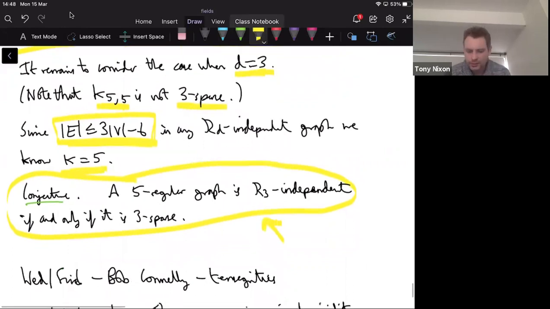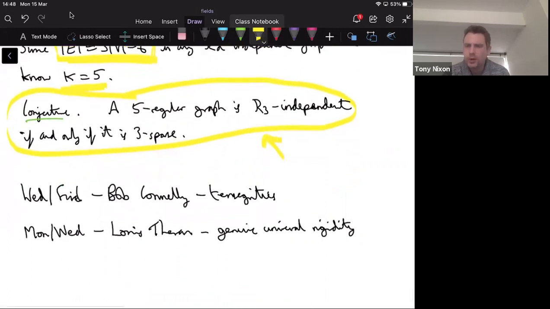Well, let me stop for questions basically, but I want to re-emphasize that we have some guest lectures coming up. So this Wednesday and Friday, Bob Connolly is going to talk about tensegrity frameworks. So tensegrities, instead of having the distance between every pair of vertices joined by an edge fixed, you have some that are fixed, but some that are allowed to get shorter but not longer, and some that are allowed to get longer but not shorter. So you have some struts and you have some cables as well. And this gives you a generalization.